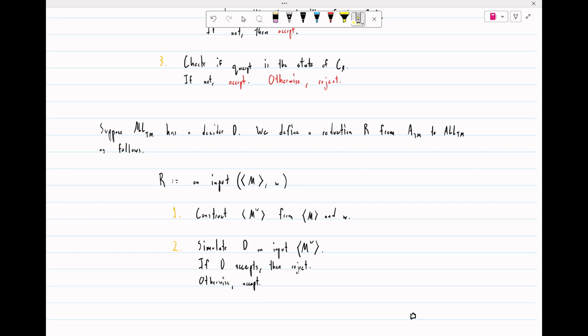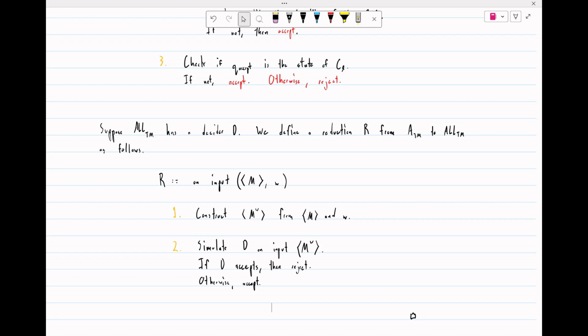But what do I have now? I don't have a decider D for all TM anymore. I have a decider D for all PDA. Which means that this thing that we construct here, that satisfies this property of it accepts everything if and only if M rejects W, we don't want this to be a Turing machine anymore. We want it to be a PDA now.